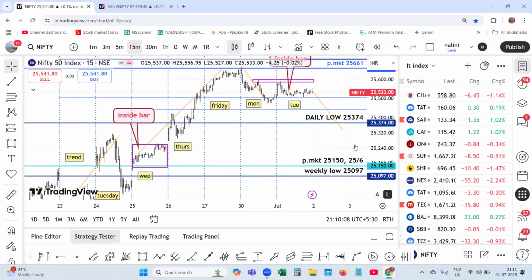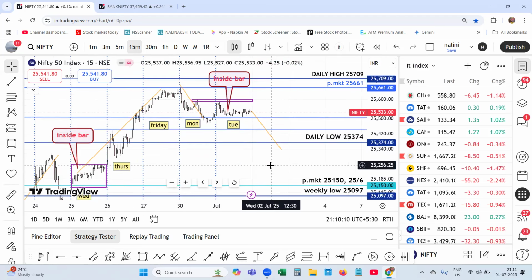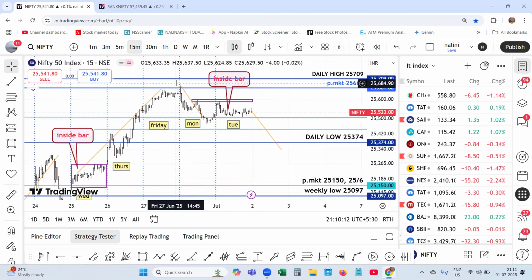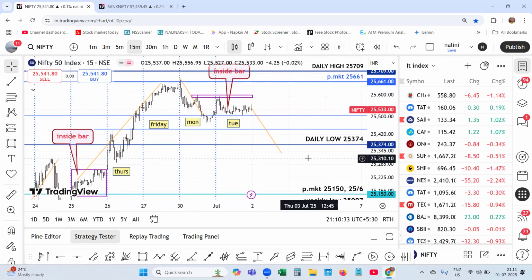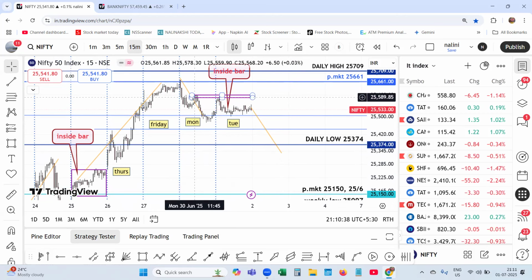Now, the pattern in this week is following Monday down, and then Tuesday is a pause, an inside bar. Probably the trend may continue. Suppose it starts breaking below this level, the Monday, Tuesday level, it can go down to this level, the daily low level. So I have measured this.